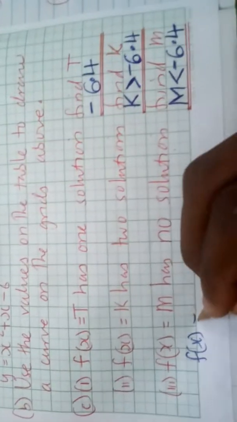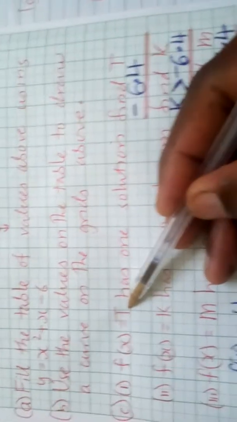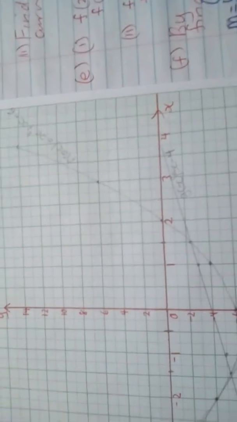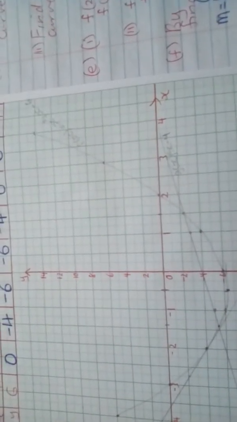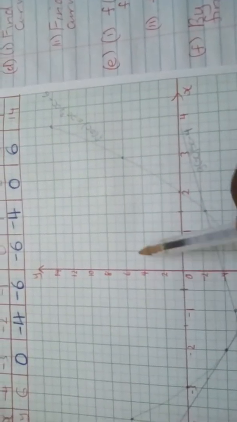Remember, any function f(x) is always equal to y. Therefore, all these letters t, k, m are representing y values. So when we go back to our graph, we shall see that these are our y values. As you can see, negative 8, negative 6, negative 4, negative 2, 0, 2, 4, 6, and so on. All those are our y values. Therefore, when you look at t, we shall get the answer from the y-axis.